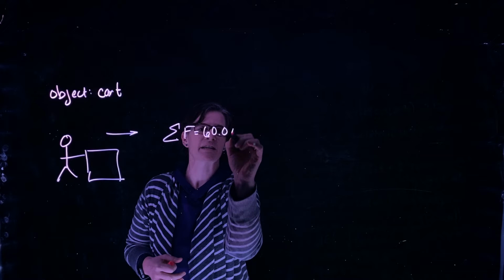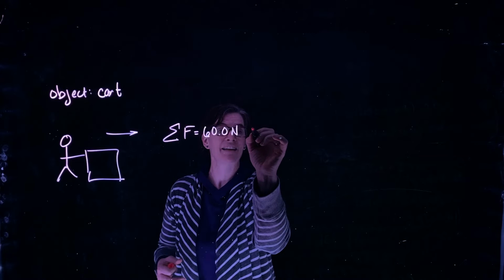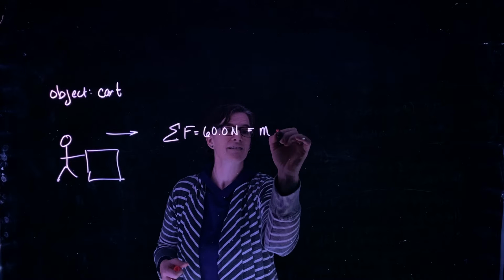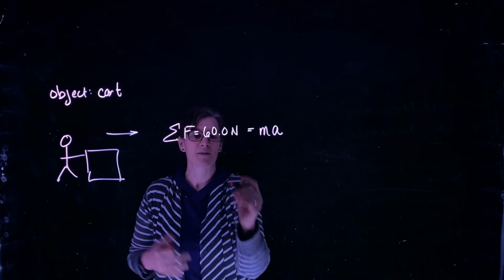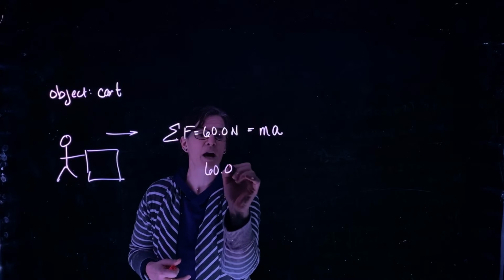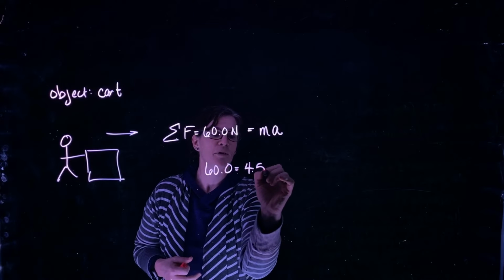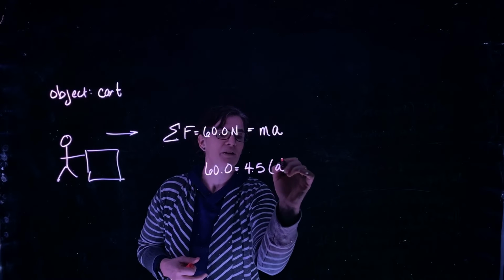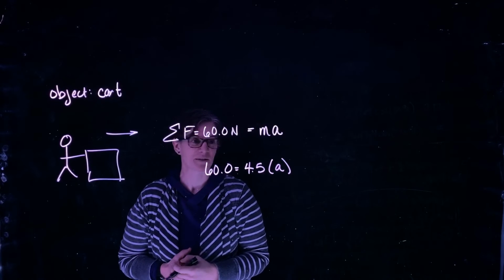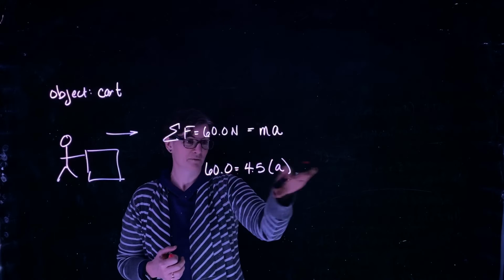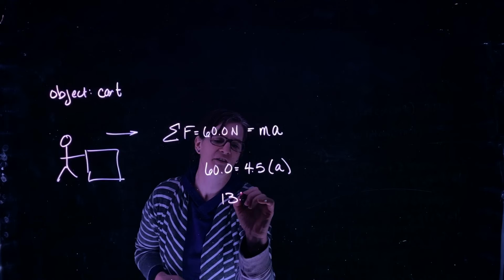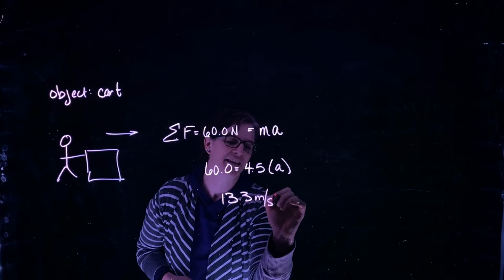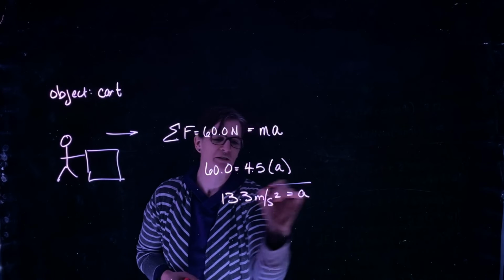And we know, according to Newton's second law, that that net force is equal to the mass of the object times the acceleration. So in this case, we are given the mass of the object is 4.5, and we want to know what that acceleration is. So divide that 4.5 on both sides, and we find that the acceleration of the cart's magnitude is 13.2 meters per second squared.